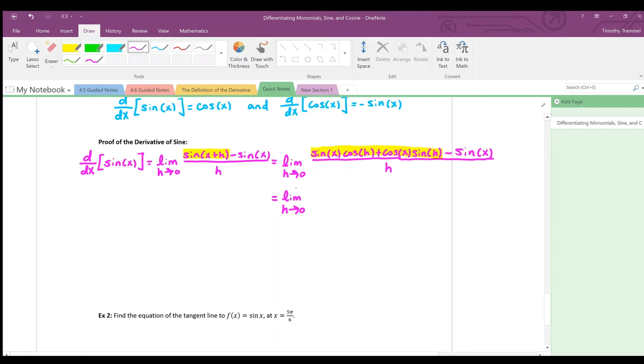All right, and so I'm going to try and do a couple steps here. I'm going to bring together these two terms that have the sine of x: sine of x cosine of h minus sine of x, and then all over h. And then we don't want to forget about these other ones, plus cosine of x sine of h, and then this is all over h.